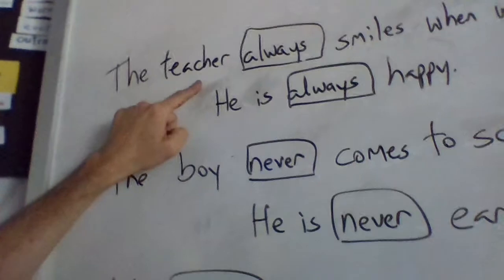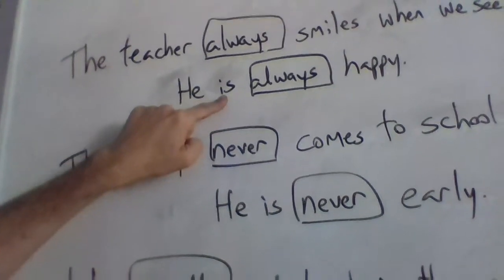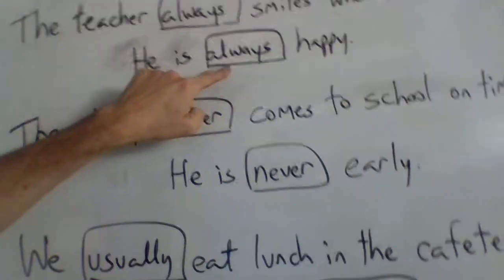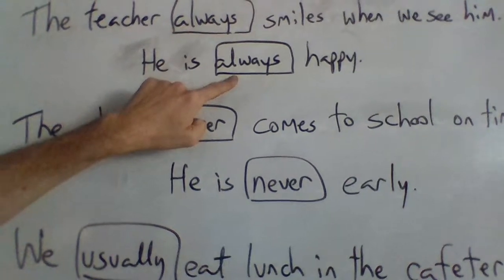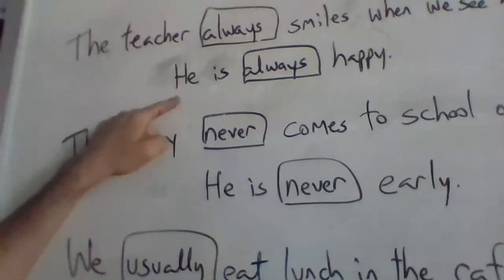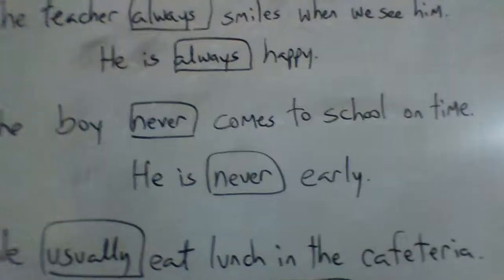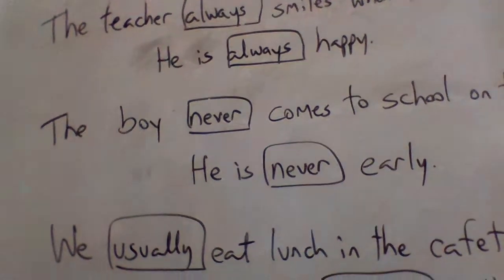Now I want you to notice something. If it's a to be verb like is, the adverb of frequency, the frequency adverb comes after. So he is always happy. We don't say he always is happy. He is always happy.